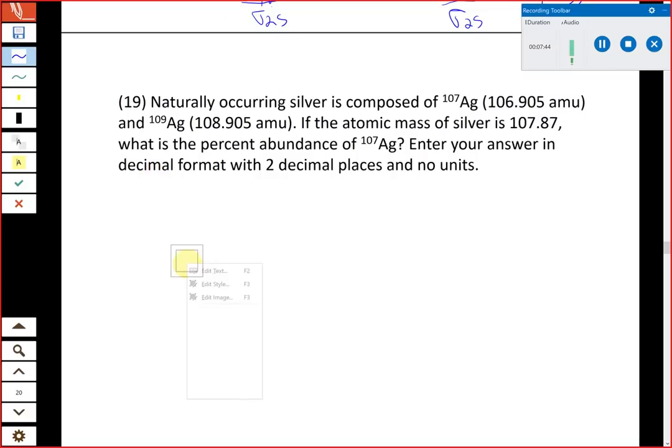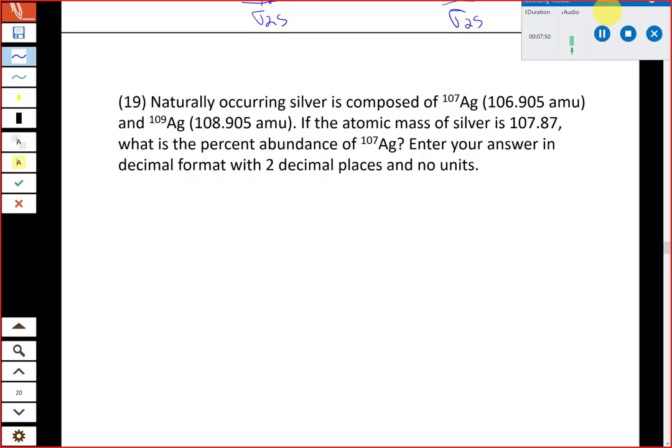All right, so on to number 19, which is the beginning of chapter 5, which again dealt with mostly moles and stoichiometry and things of that. The first topic that we covered, and which you'll likely have a question on, is atomic mass. So if we have naturally occurring silver, it has two isotopes, 107 silver, which has this mass, 106.905, and then 109 silver, which has a mass of 108.905. If the atomic mass of silver is 107.87, what is the percent abundance of 107 silver?